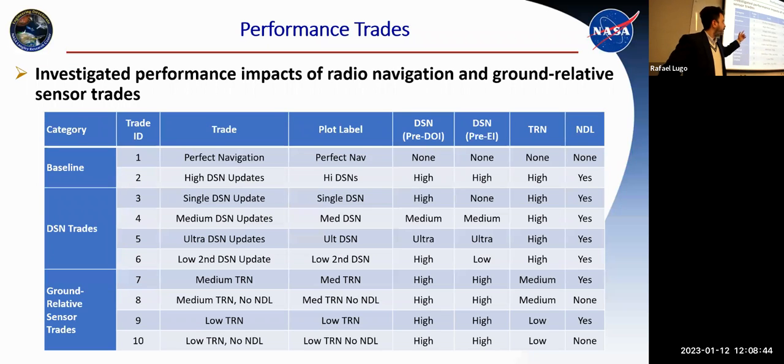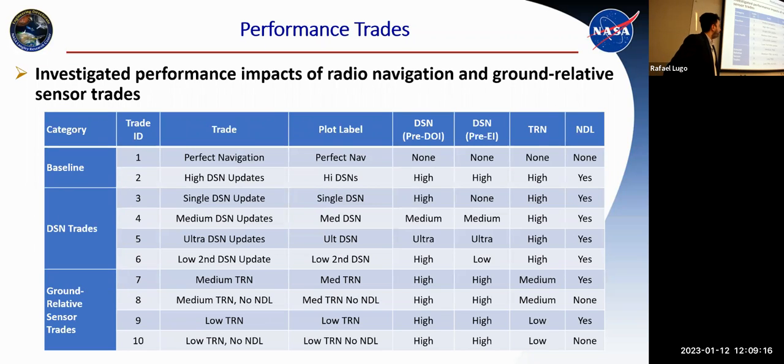So each one of these rows is an 8,000 case Monte Carlo. So we set up a problem, a simulation to use these different models. And you can see that, for example, we looked at having only a single radio navigation update. We looked at having medium quality. So let's say, better than normal, or worse than normal. I call it ultra DSN, where you say you have magically good radio tracking, you could get your state knowledge to within, let's say, millimeters per second.